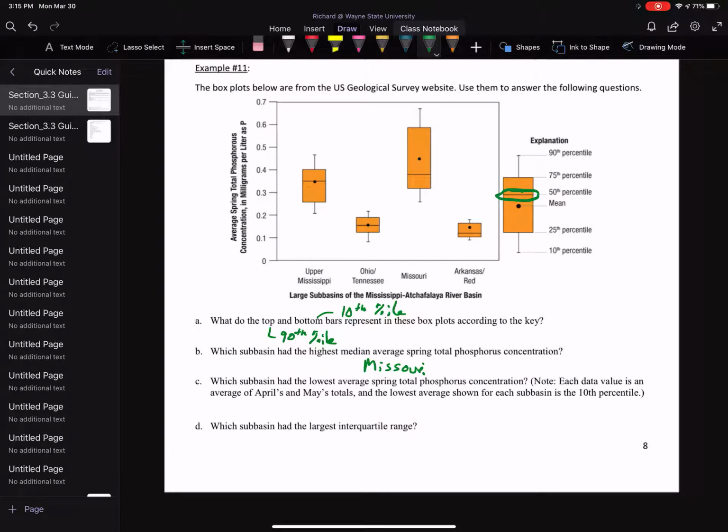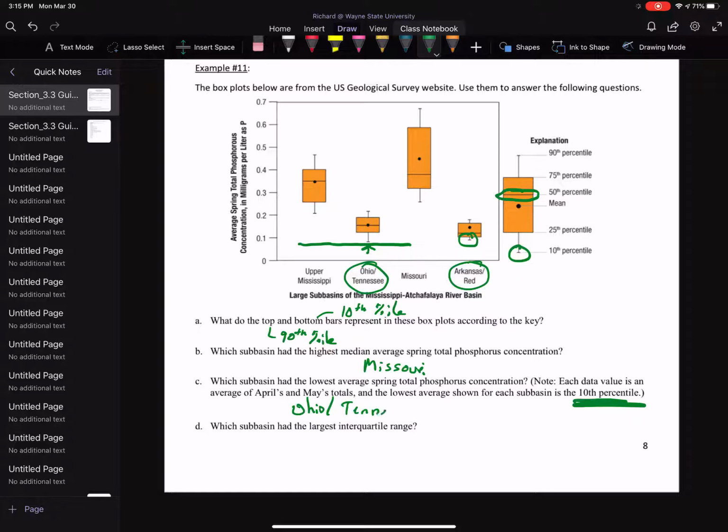Okay, no big deal. And letter C says, which subbasin had the lowest average spring total phosphorus concentration? And then there's a note here that the lowest is actually those in the 10th percentile. So we're looking for the one that's got the lowest little mark. Now this one is tricky. It's actually almost a tie between Ohio, Tennessee, and Arkansas red. Again, what I would encourage you to do is to take a sheet of paper and put it across. And what you're going to notice is that this subbasin right here is actually lower than this one. So the answer to this one is actually the Ohio, Tennessee.